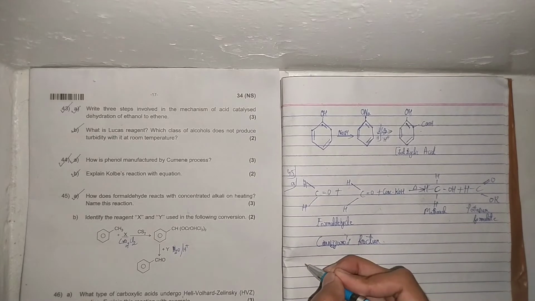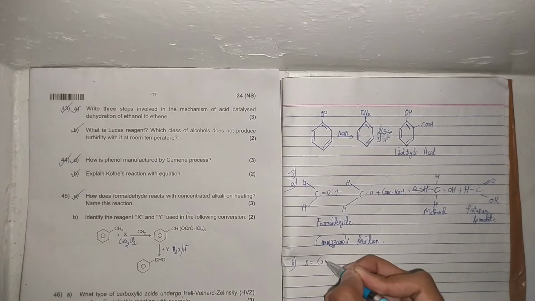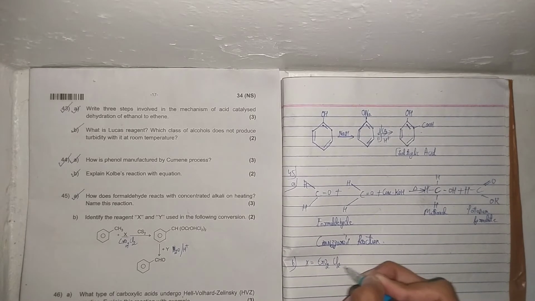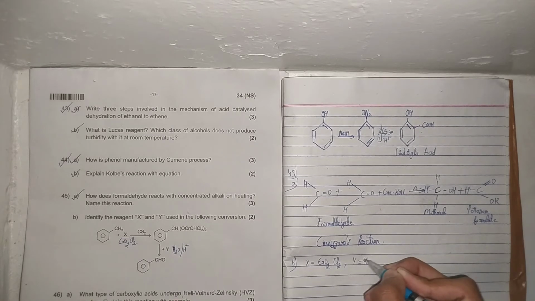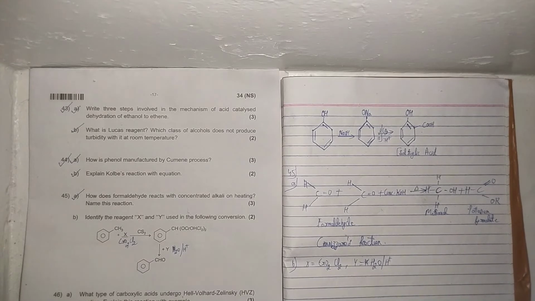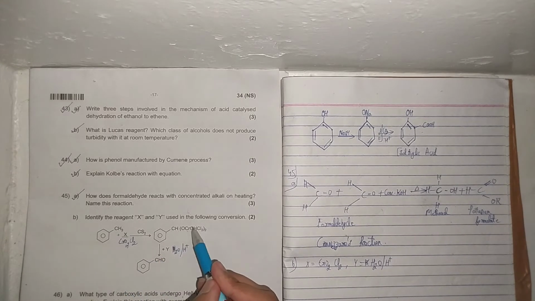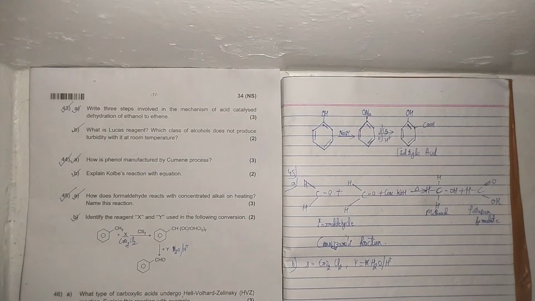So in the X place, let us write here also B1. X is equal to CrO2Cl2, Y is equal to H2O, H plus. If we react, we'll get CHO here, if we react with CrO2Cl2. Okay. So B question is also done. So question number 45 is also done.